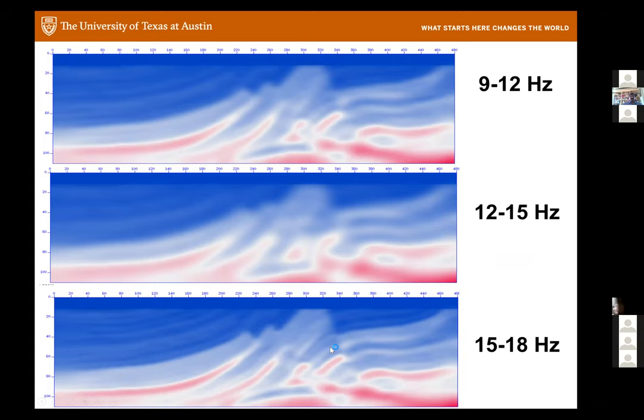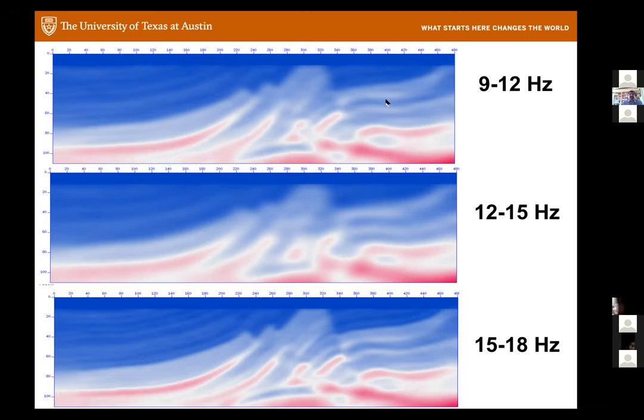Okay, so staging over frequency is now pretty standard procedure, even though we apply our FWI in the time domain. We can choose our frequency bands and then go through this procedure. Here you can see the true model, the starting model, and the inverted model. This is an old paper. Now we are even better than this.